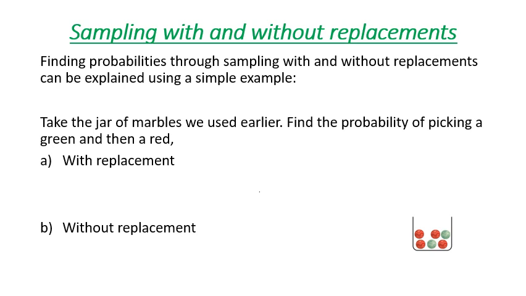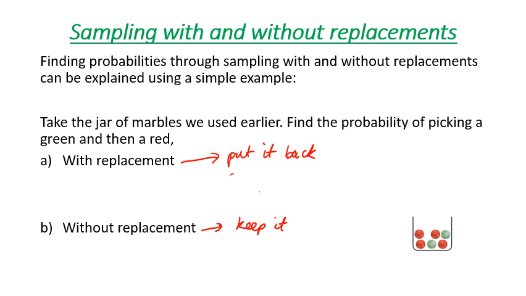On sampling with and without replacement, we've touched on it a little bit already, but we're just going to do an example with it. So if we've got the jar of marbles that we've used earlier with the red and the green, it says find the probability of picking a green and then a red with replacement. Replacement means we put it back. Without replacement means we keep it. So in our first example, we're going to put it back. So we need to choose a green.